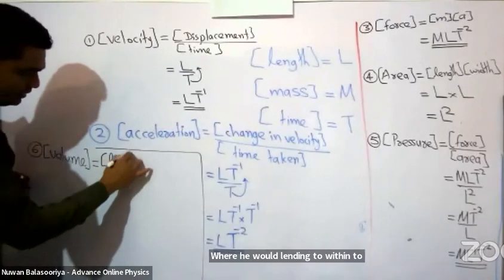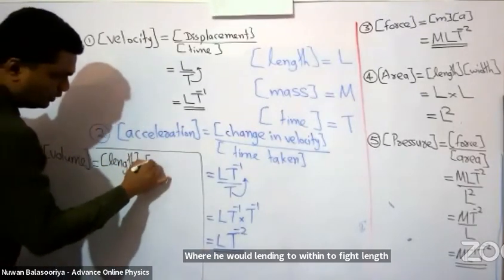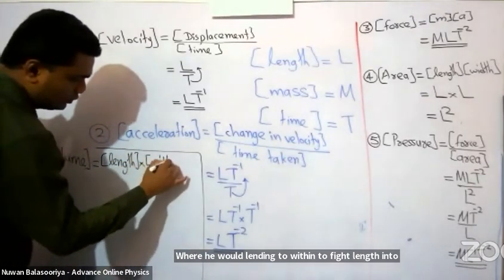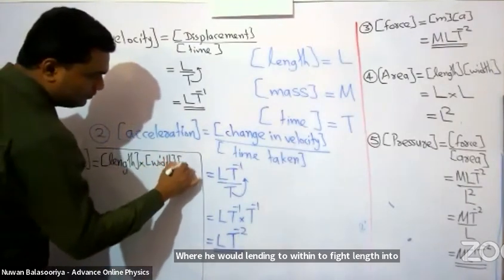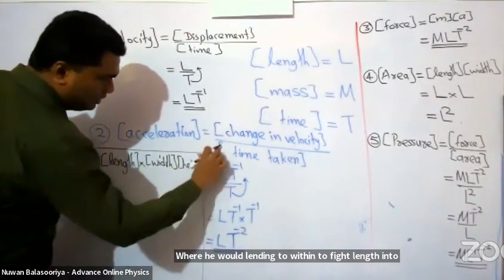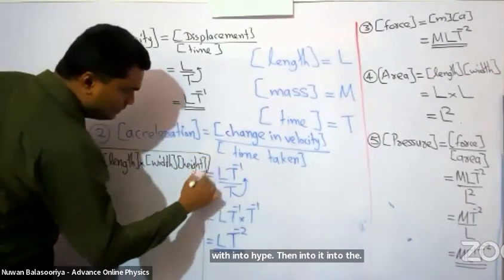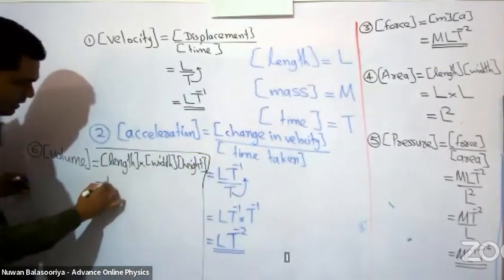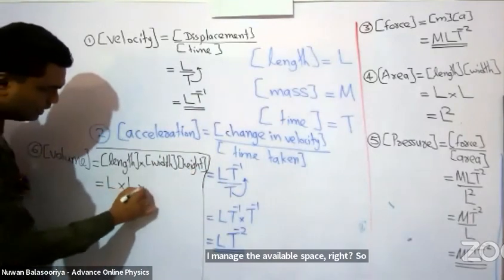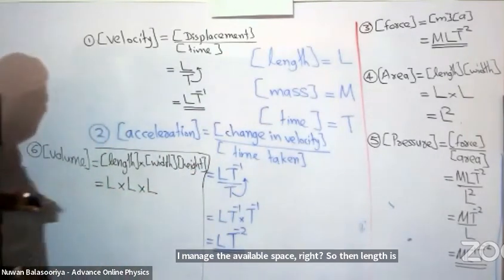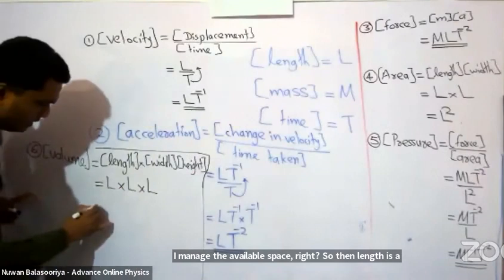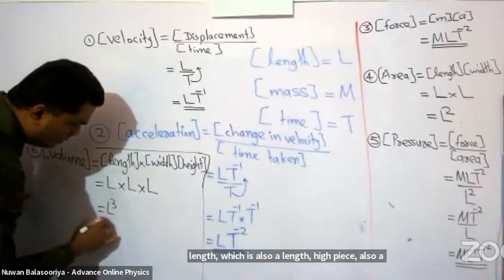Length into width into height. I'll try to manage the available space. So length is a length, width is also a length, height is also a length. L into L into L. So it means L to power 3.